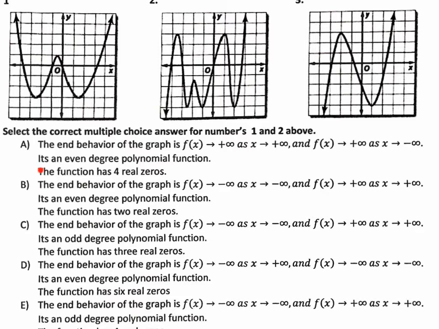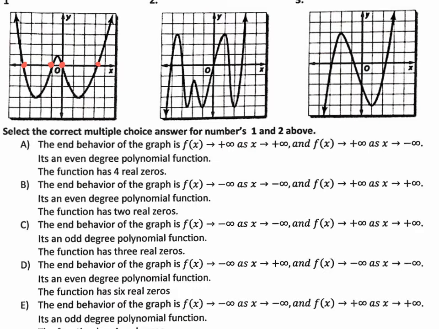The third detail, the function has 4 real zeros. Does this have 4 real zeros? Yes, it does. There's 1 real zero, 2 real zeros, 3 real zeros, 4. Remember, real zeros, real answers, real roots, real x-intercepts all mean the same thing. They're all solutions. So that's how we do number 1.